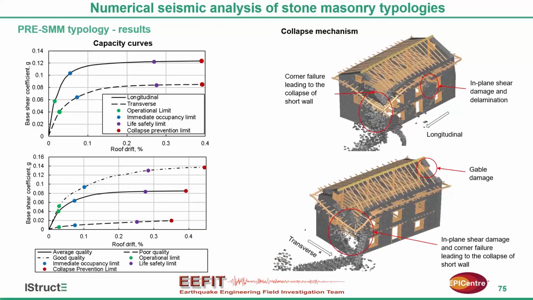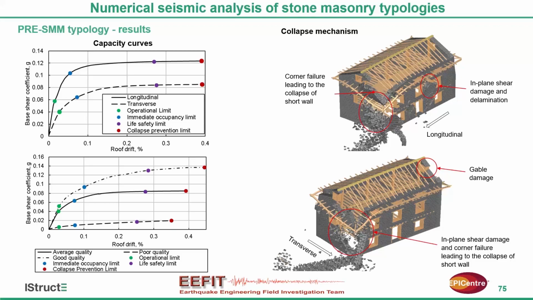This slide shows the analysis results for the pre-earthquake typology. This is the capacity curve for two directions, the longitudinal and transverse. As you can see, in both directions the capacity is too low, 0.12 G only, and that's the maximum. The weakest is the transverse direction, the shorter direction. In terms of collapse mechanism, in both directions of loading, you can see the collapse of the shorter wall occurs, which is most common in the observed damage pattern as well.